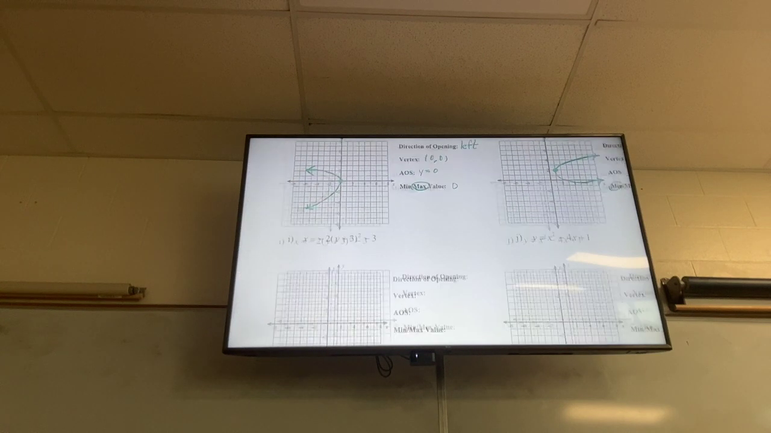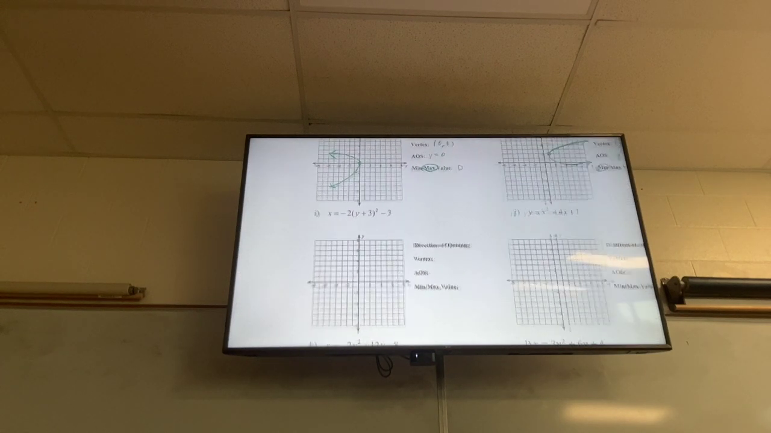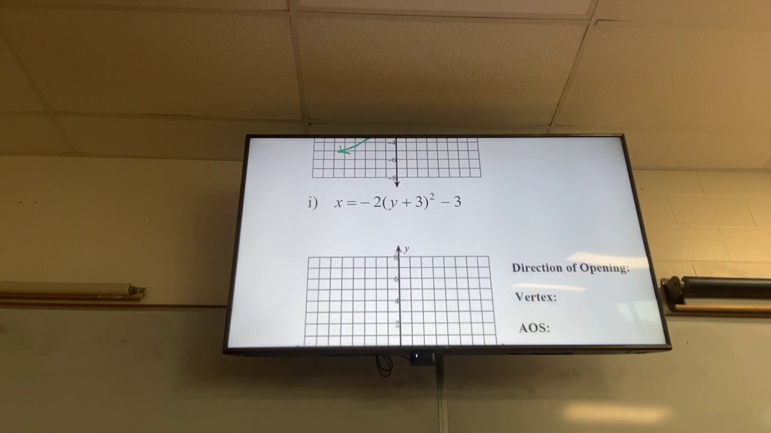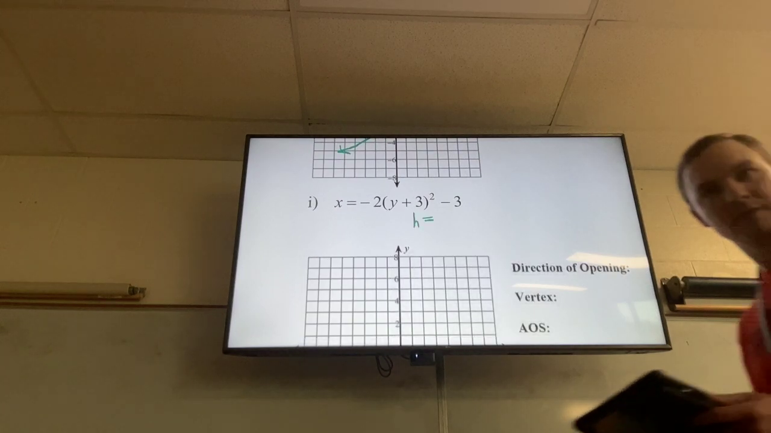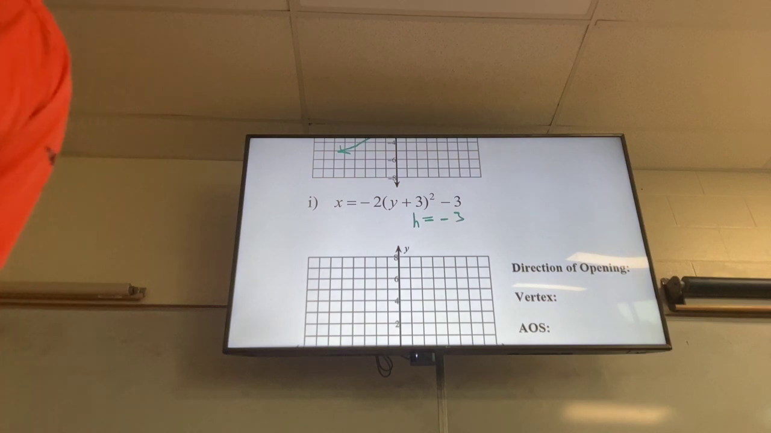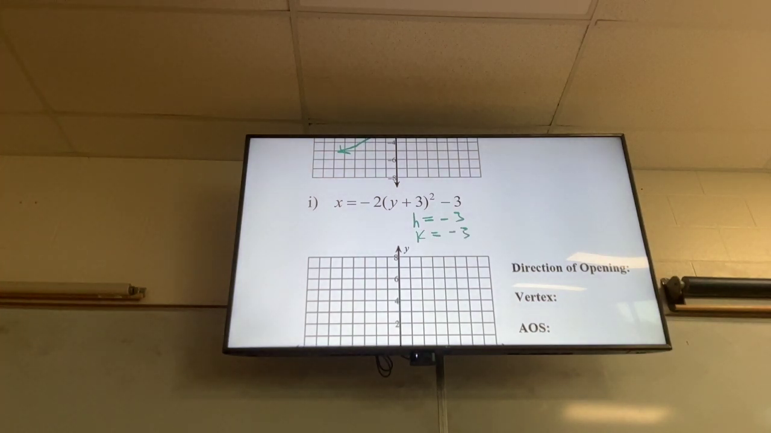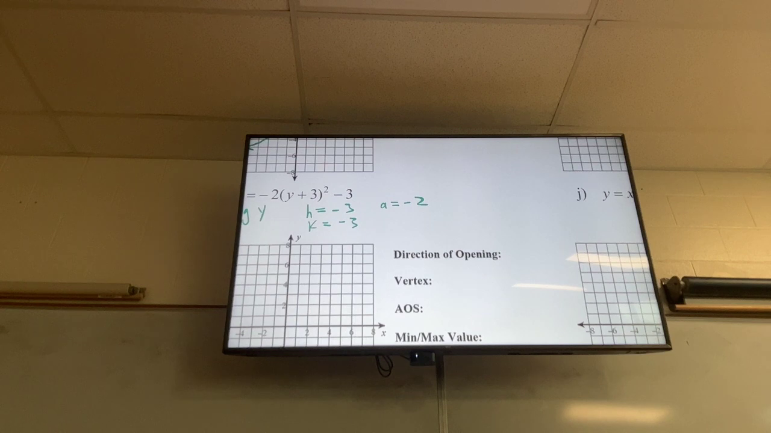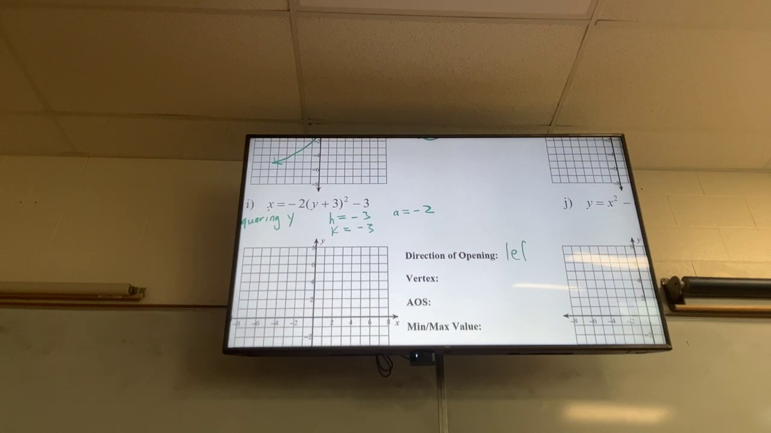Can I do part I? Okay, what's my H? Jack, what's my H? There you go. What's my K? There you go. What's my A? And am I squaring X or Y? We're squaring Y. Okay. What's my direction of opening? Left. What's my vertex? Yeah, now we flip.